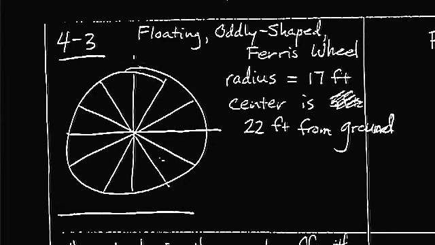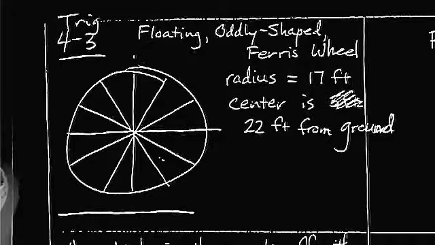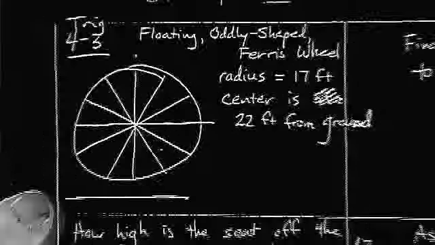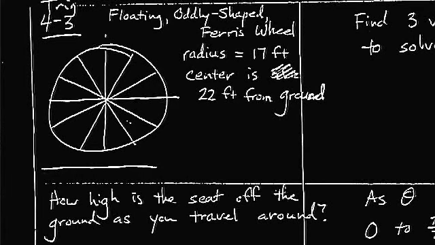Alright, so, Trig fans, we have just a little bit left over from section 4.3 to take notes on. This is the floating, oddly shaped Ferris wheel, similar to the one found in example 5 in the book. It has a radius of 17. The center is 22 feet from the ground. So what we want to know is, how high is the seat off the ground as you travel around? How high is the seat off the ground?